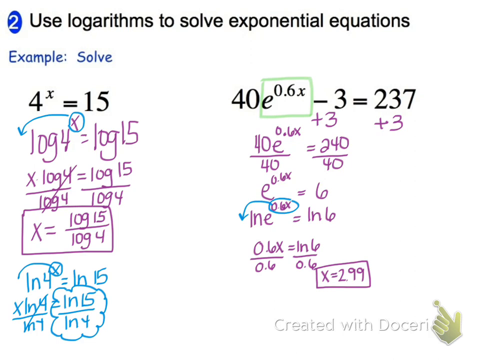So the big idea here is that if your exponential has e in it, you definitely want to use the ln. Otherwise, you can use either ln or log.